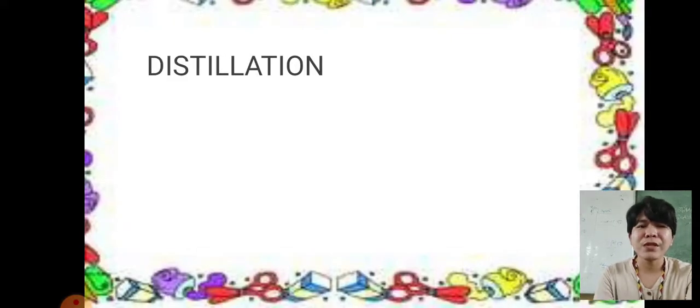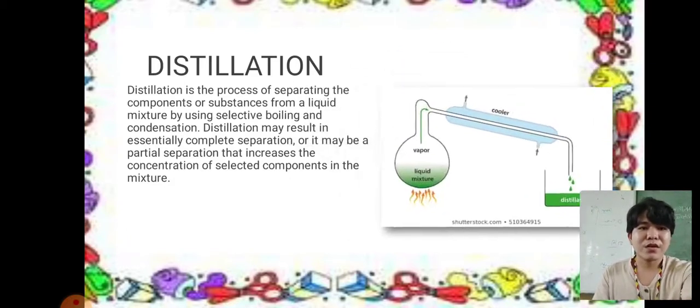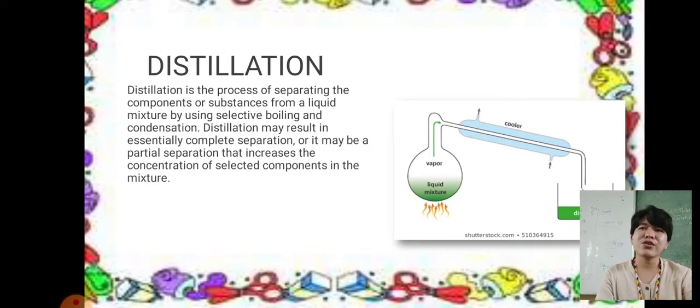Next, we also have distillation. It is a process of separating the components of a substance from a liquid mixture by using selective boiling and condensation. So of course, distillation, isn't that why we call it distilled water? One of the processes used is distillation. Why? For example, earlier we discussed evaporation as one of the ways of separating mixtures. So evaporation is also used here in distillation.